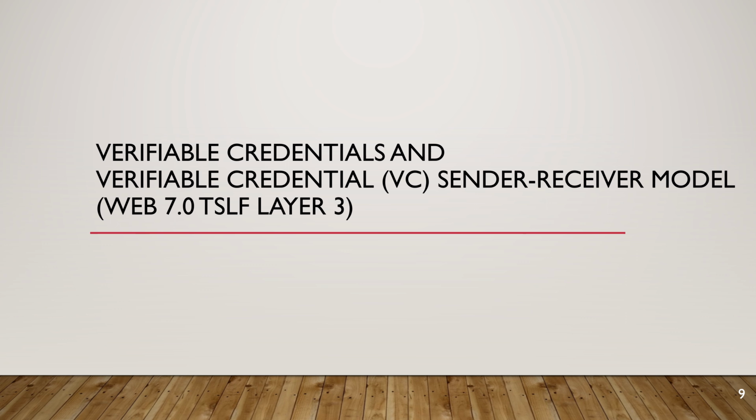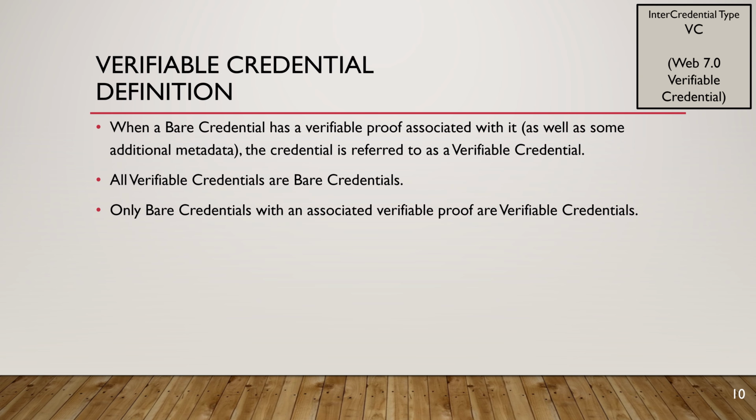Let's take a little baby step, a little more sophistication, and look at how these are slightly different. When a bare credential has a verifiable proof associated with it, as well as some other additional metadata, the credential is referred to as a verifiable credential. All verifiable credentials are bare credentials, but only bare credentials that have an associated proof can be named or typed verifiable credentials. And we can see in the top right-hand corner that the InterCredential type is VC for Web 7.0 Verifiable Credential.